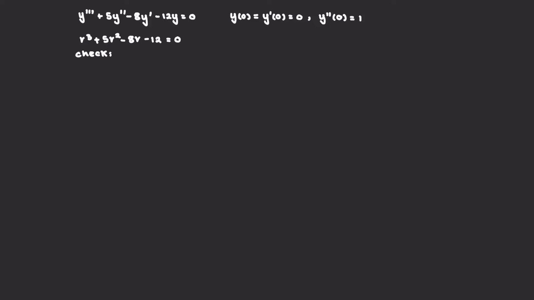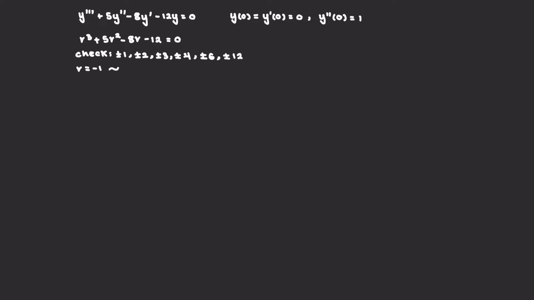for every factor of 12, which could be plus or minus 1, plus or minus 2 (2 times 6), plus or minus 3 (3 times 4), plus or minus 4 (4 times 3), plus or minus 6 (6 times 2), and lastly plus or minus 12 (12 times 1). So first, let's try and check if r equals minus 1 is a factor.